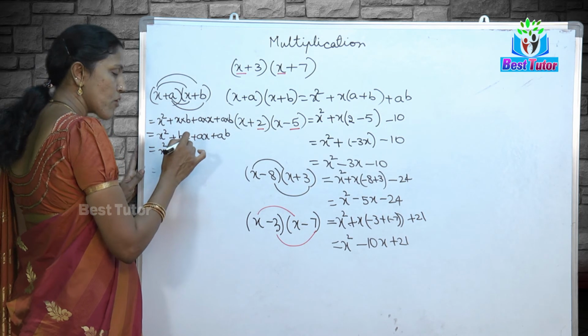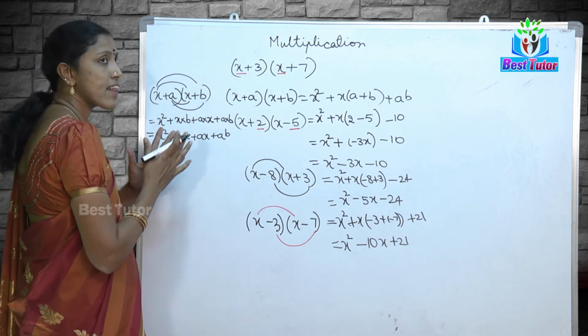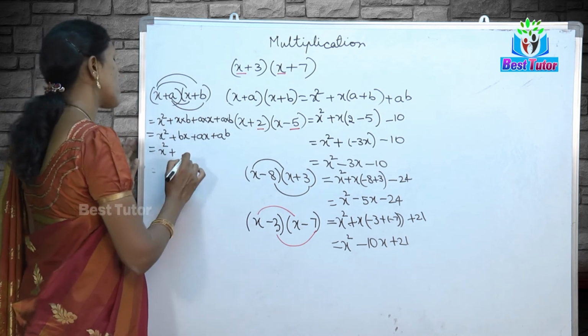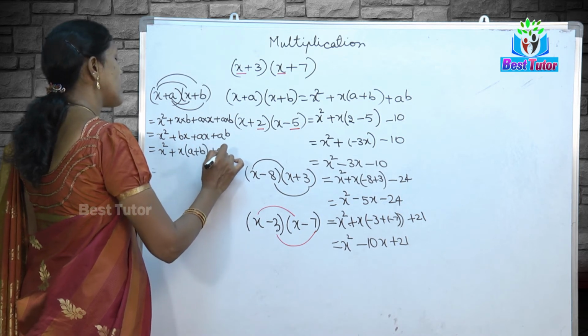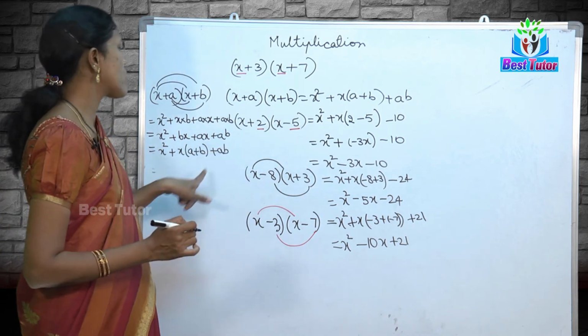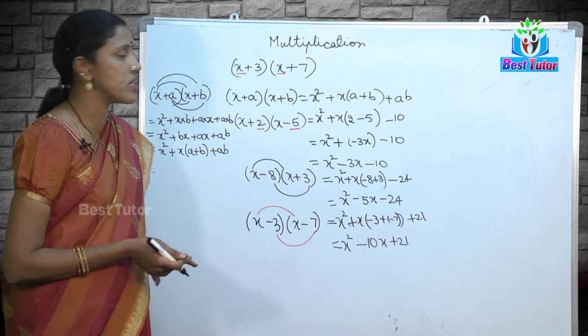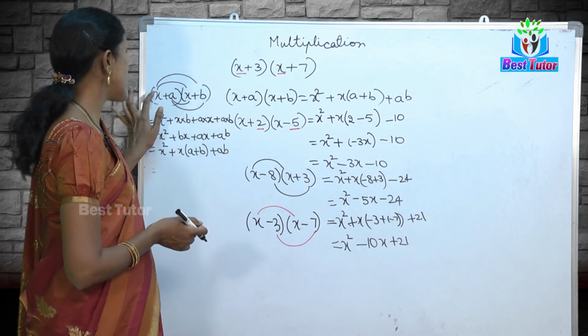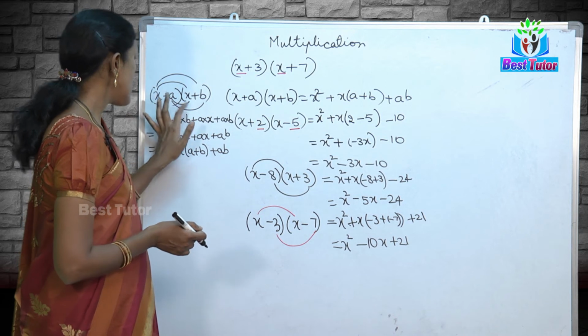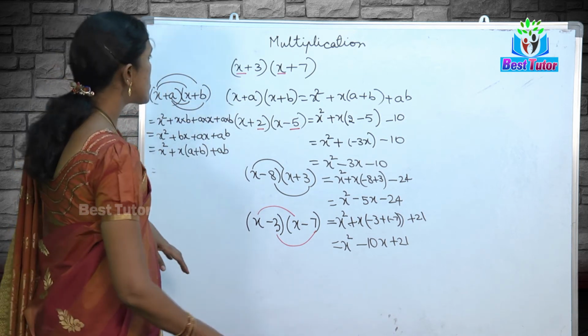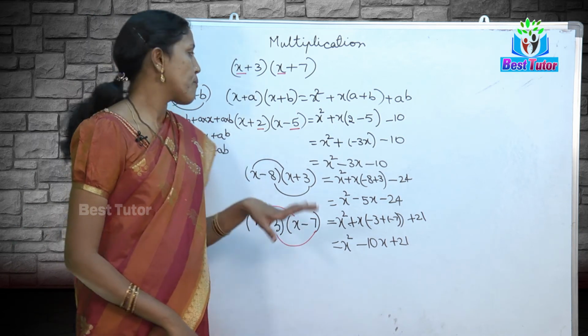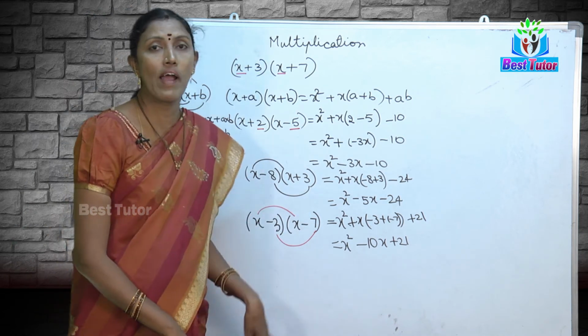It's like a number of apples and b number of apples. If I add them together, I am going to get a plus b number of apples. So x into a plus b plus ab. So this is the derivation of the formula. It is very simple. x plus a into x plus b is x square plus x into a plus b plus ab, right?